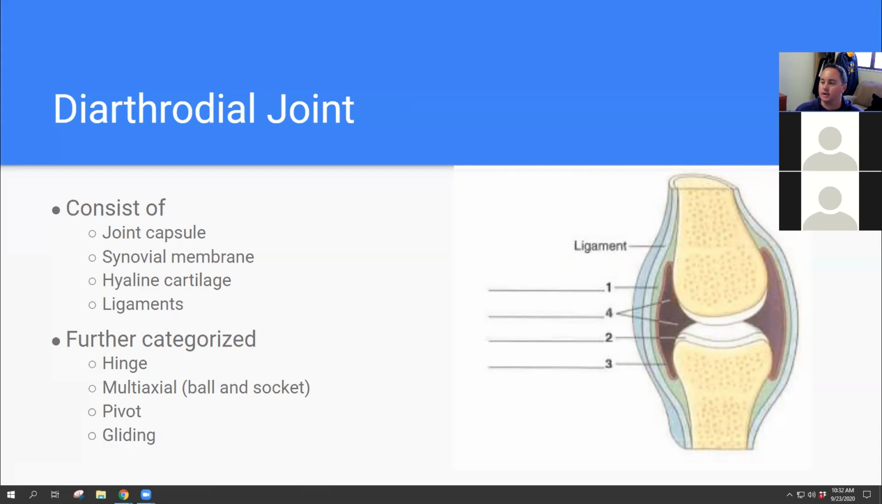Patty, in your notes, go ahead and just label it. If you want to draw it, you can. I would personally not, because I'm not that good of an artist.